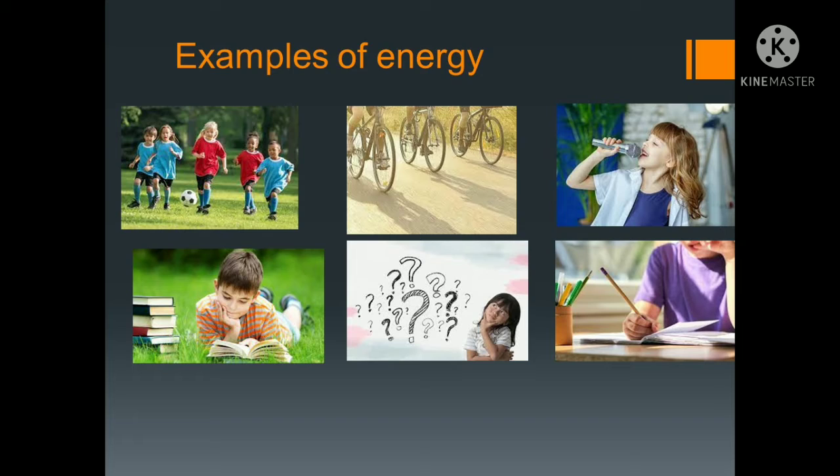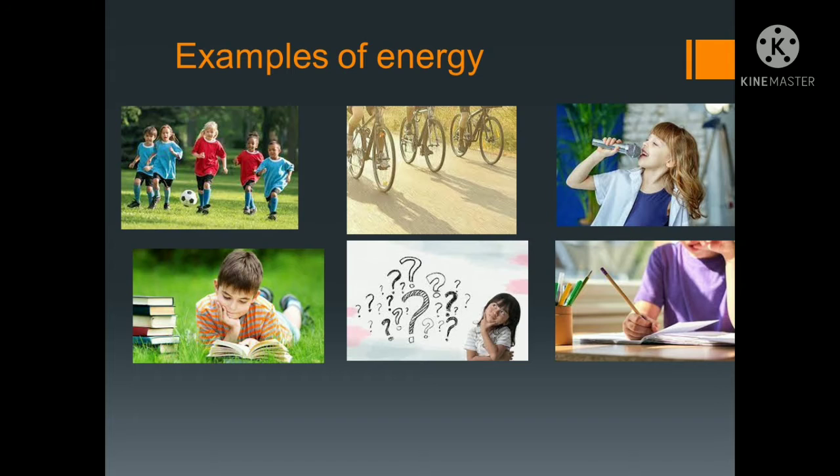Second is they are cycling. Some are cycling there. Then the third one, a girl is singing. Then a boy is studying. Okay, even a girl is thinking something. She has some thoughts in her mind, and a student is doing his homework or his work done. Okay, so these are examples of energy that we need. These activities which we do day to day, we require some energy. Okay, so this is about human beings.